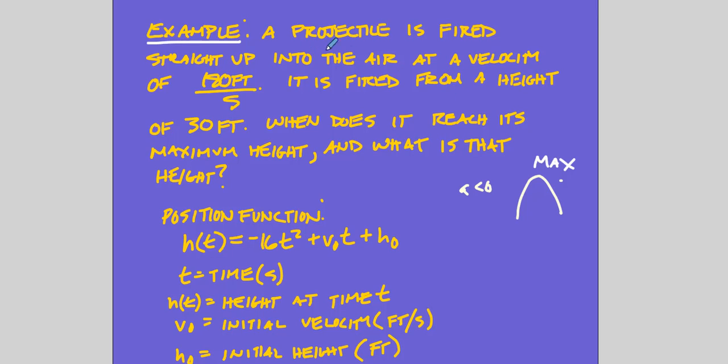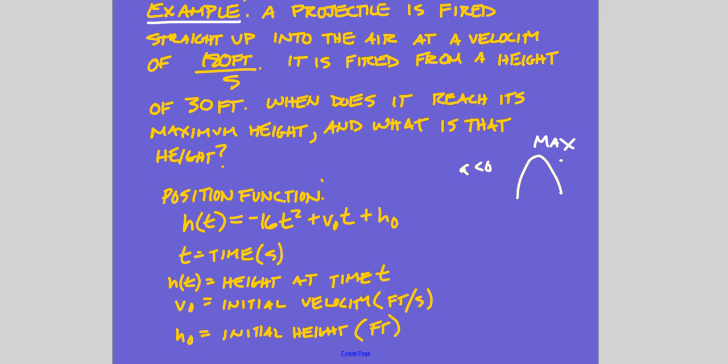So projectile is fired straight up in the air at a velocity of 180 feet per second, is fired from a height of 30 feet. When does it reach its maximum height, and what is that height? Okay, so from Newtonian physics, the position function, and when we're working with feet and seconds, the function for height at any time t will be negative 16t squared plus v sub 0 t plus h sub 0, where t is the time in seconds, v sub 0 is the initial velocity, h sub 0 is the initial height.